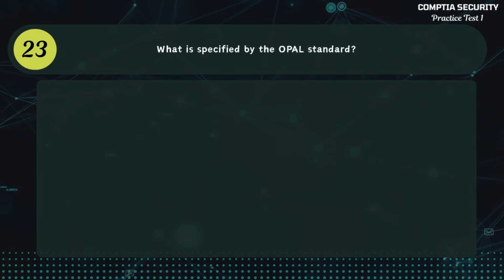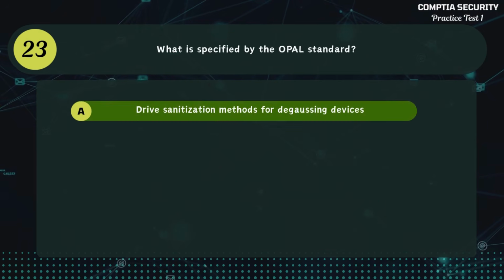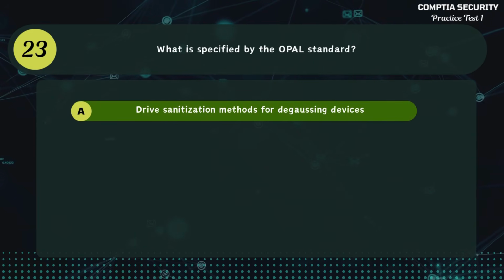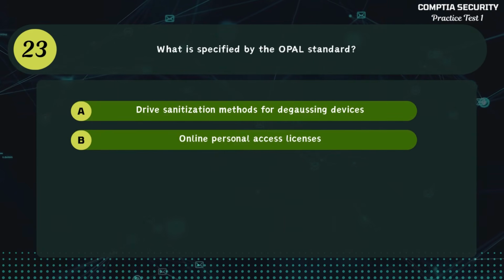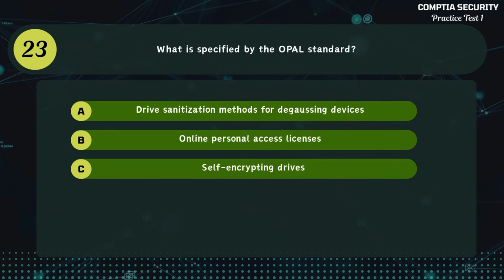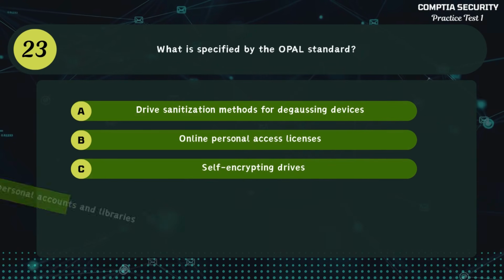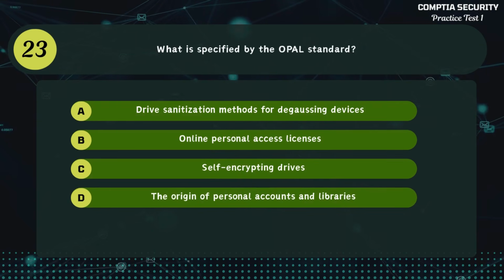Question 23. What is specified by the OPAL standard? A. Drive sanitization methods for decommissioning devices. B. Online personal access licenses. C. Self-encrypting drives. D. The origin of personal accounts in libraries.